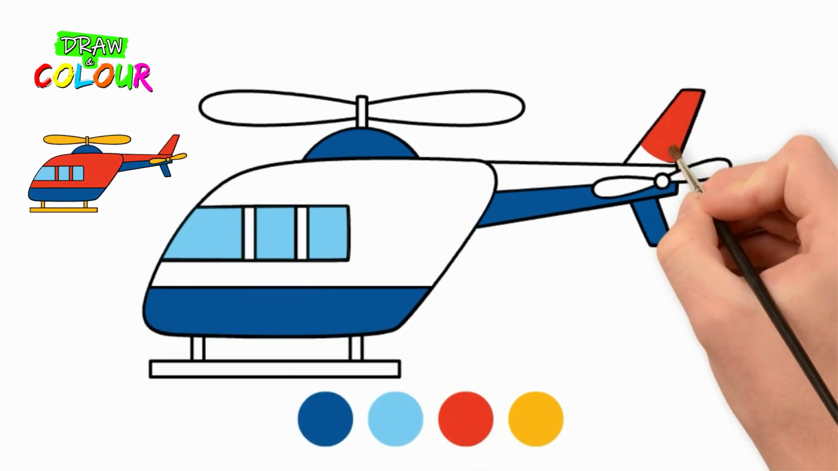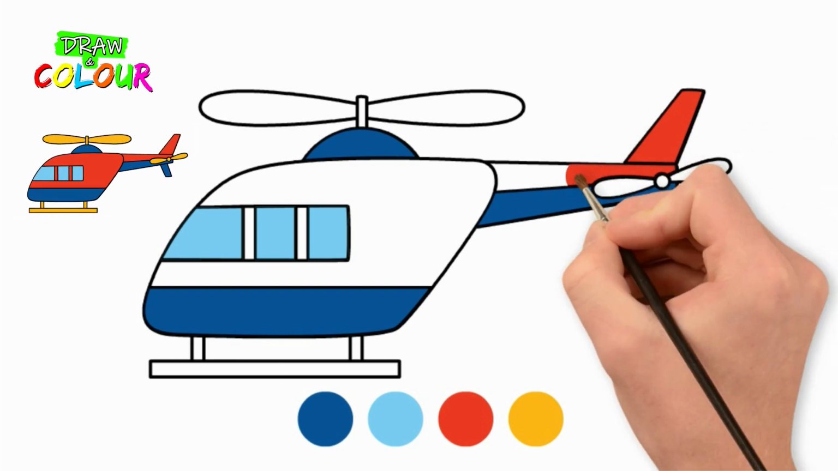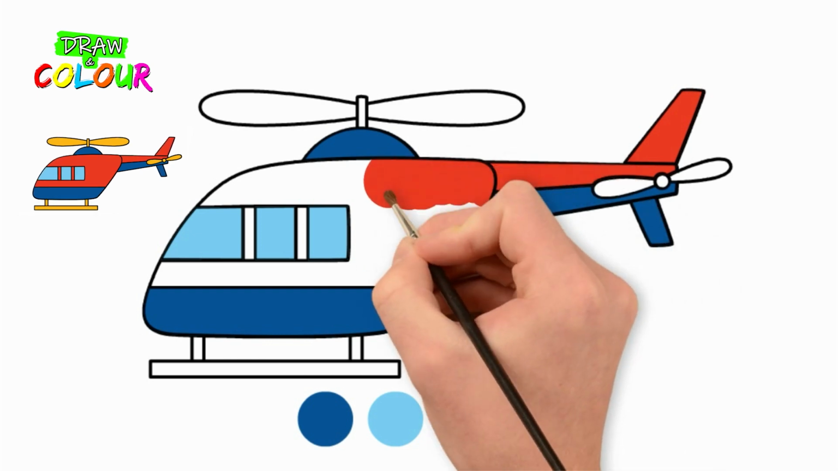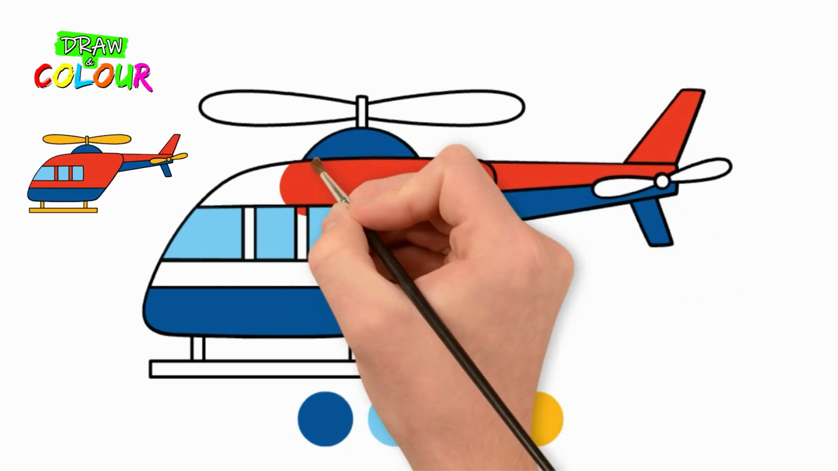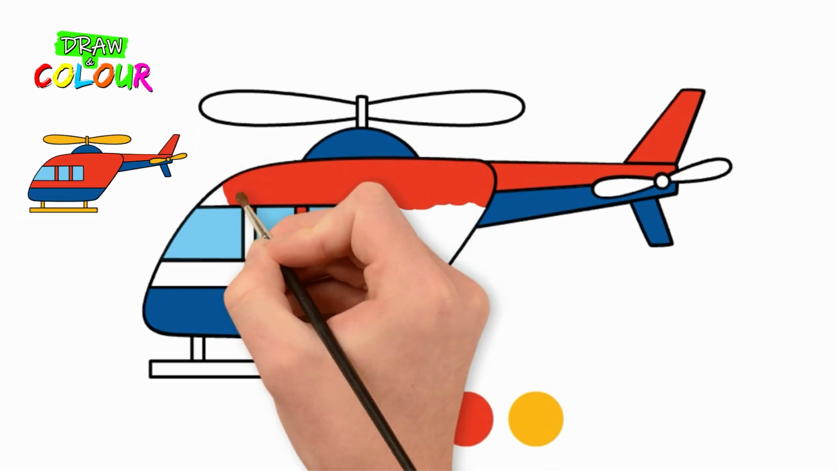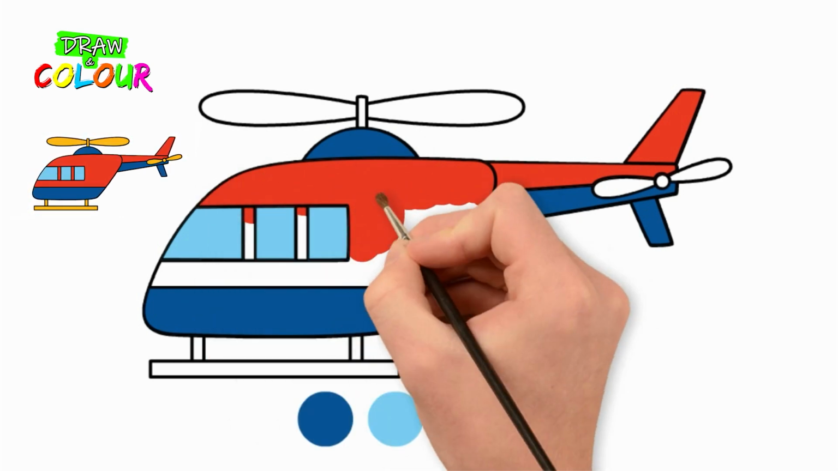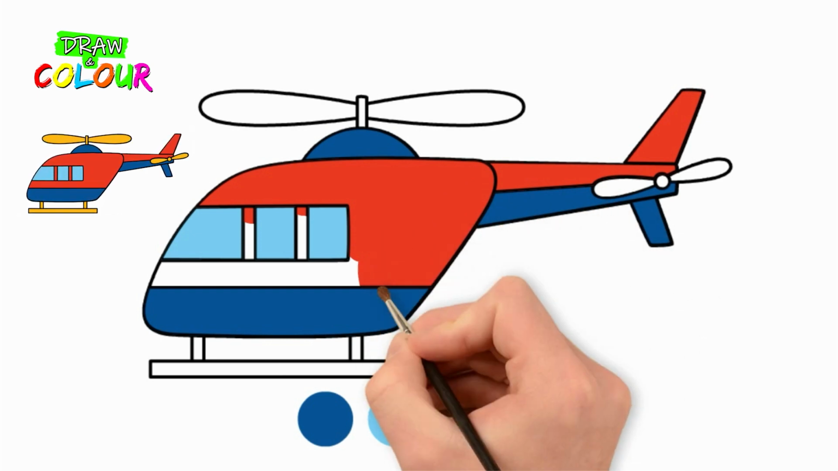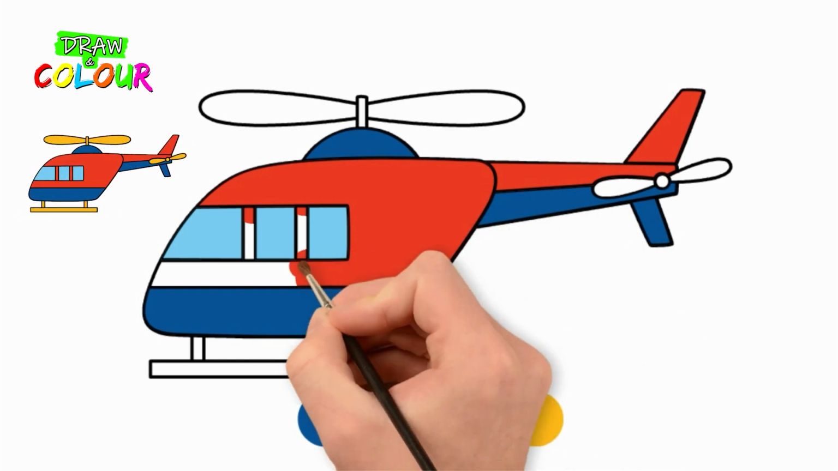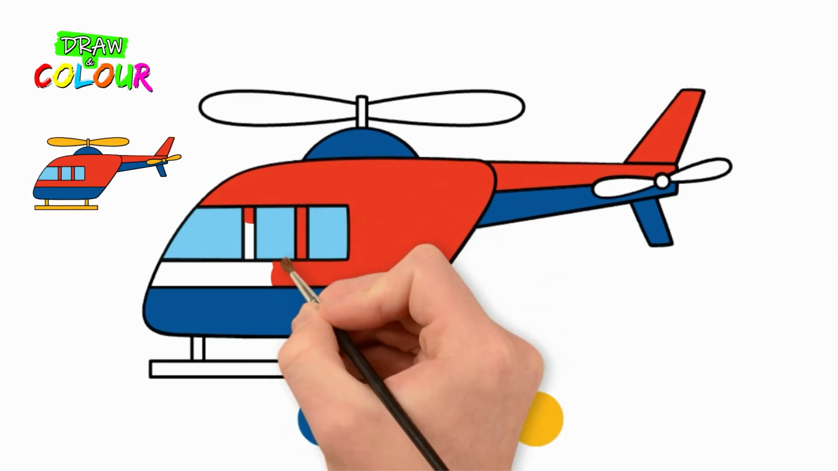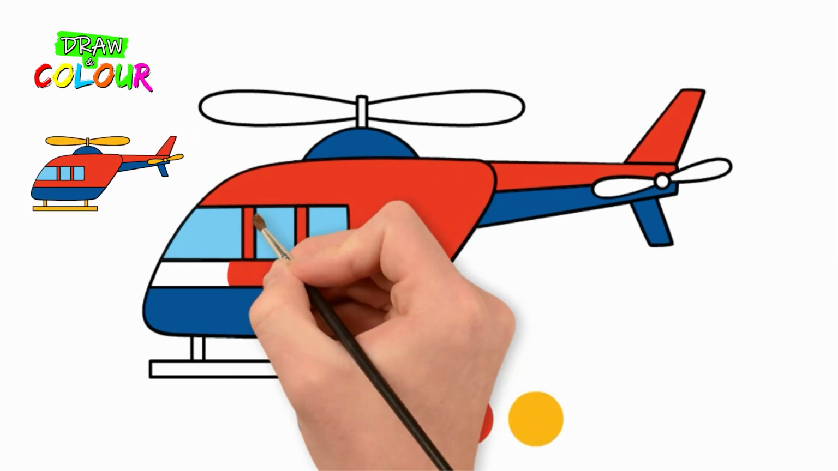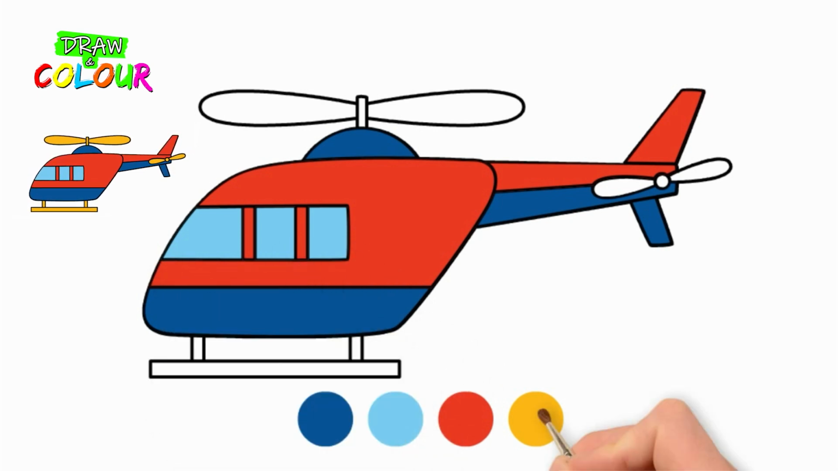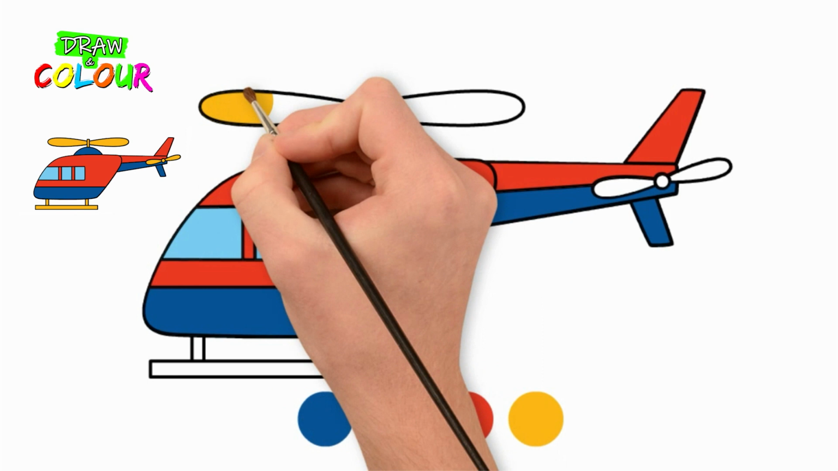Use red for the vertical wing, the top of the tail, and for the cabin. And use orange for the propellers and landing skid.